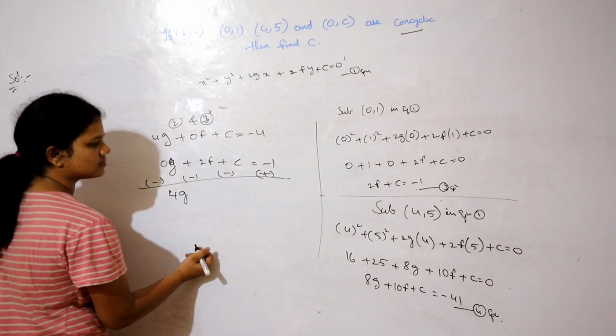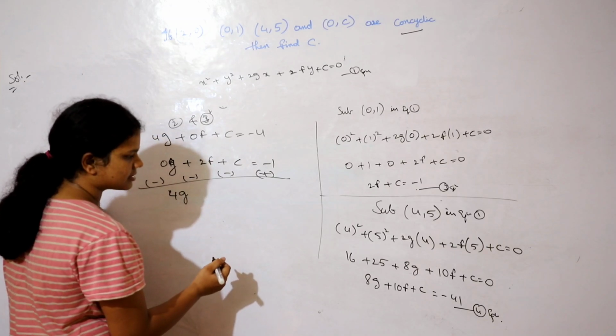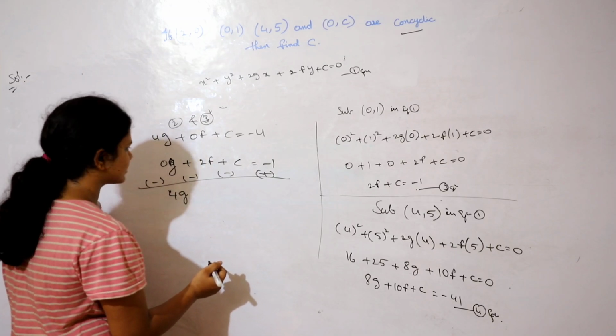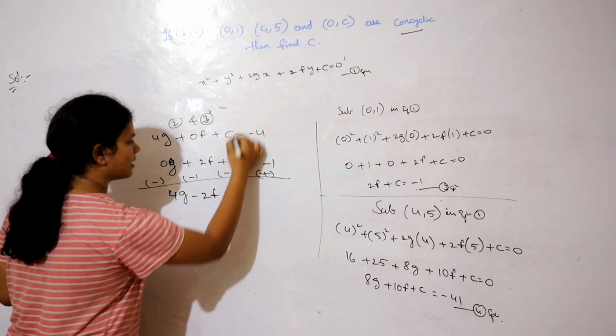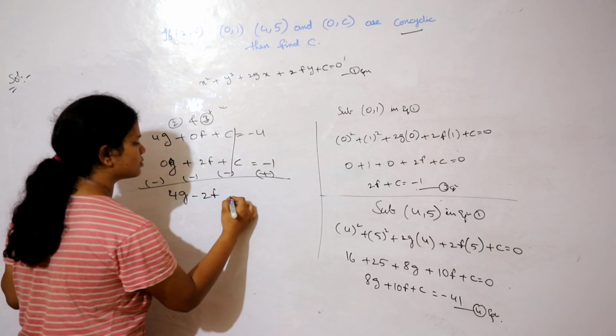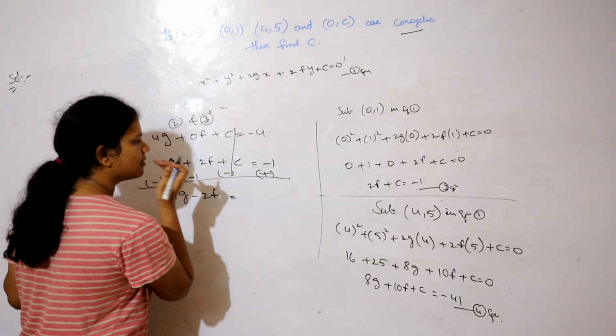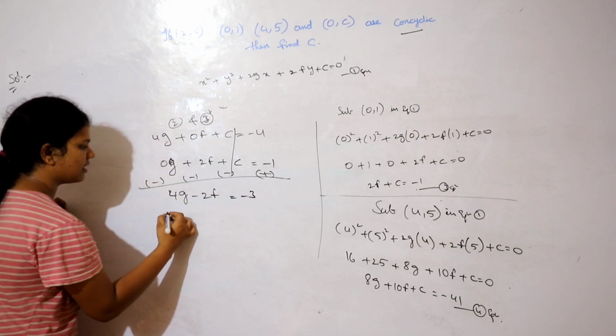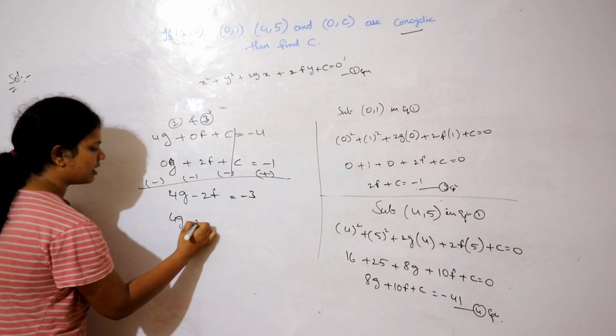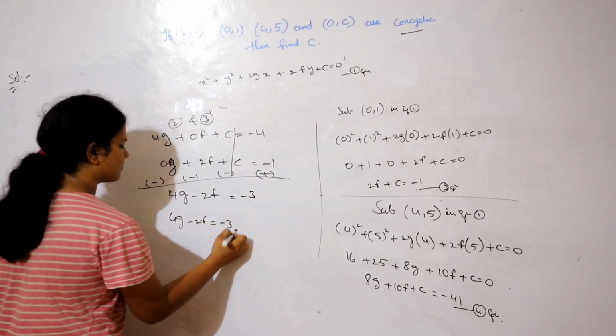What g? What else? Okay, so let it be like -2f. Alright, plus minus cancel, so this becomes what? 4 1 3 -3. Okay, so the value we got is 4g minus 2f equals to -3.